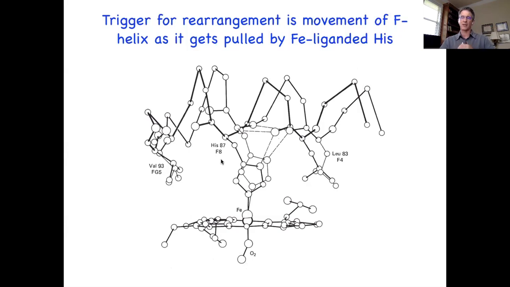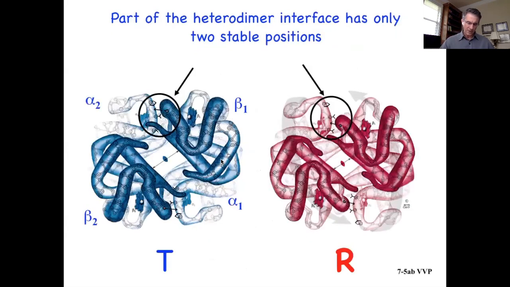That's a good stabilizing thing. But to do that, you got to move the proximal histidine. And to move the proximal histidine, you got to move the F helix. And to move the F helix, you got to move what it's attached to, what it's connected to. And to do that, you have to basically rupture that alpha 2, beta 1, beta 2, alpha 1 interface. Those salt bridges and those hydrogen bonds, you more or less have to disrupt those. You have to pop that interface.